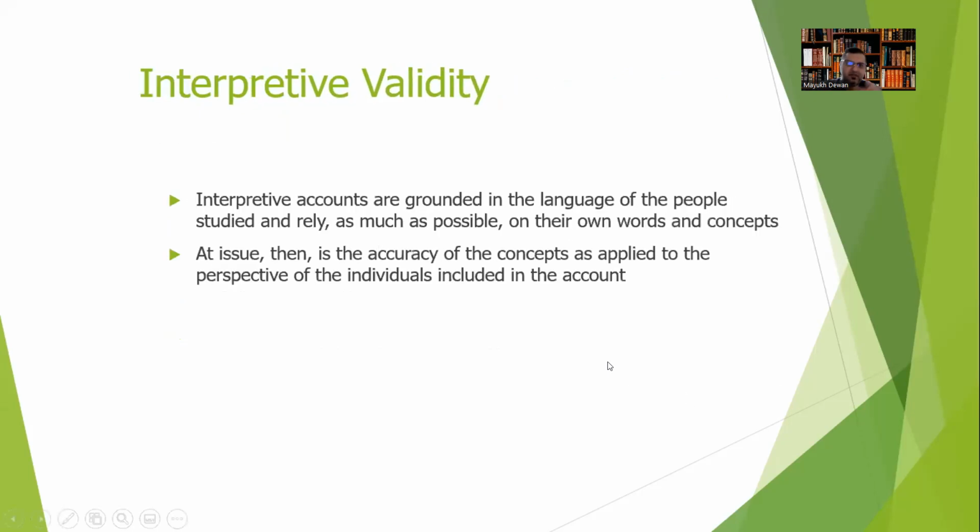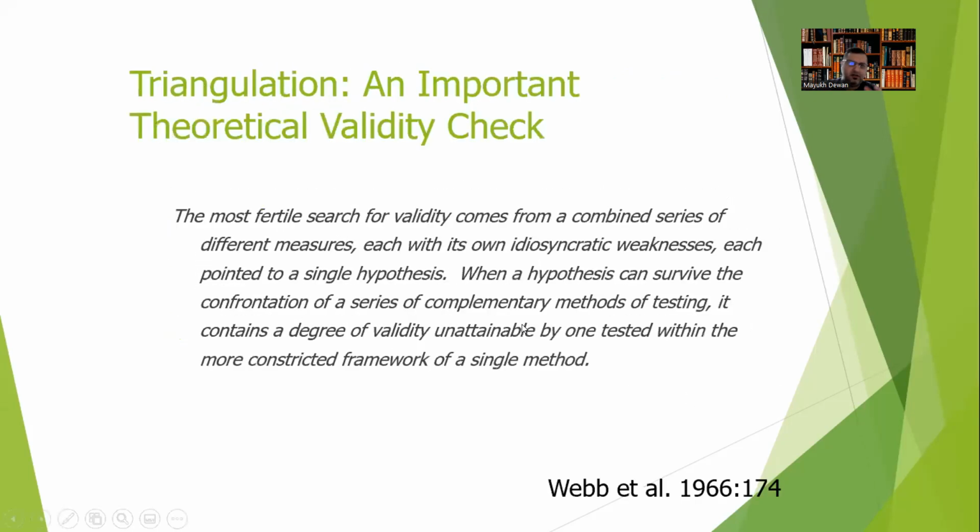So I'll skip the validity part. Again, what we do in qualitative research is called triangulation. Triangulation basically means you try to get the same answer from multiple methods of data collection. Quantitative people would say validity, but we will do something called triangulation. I want all of you to read a little bit about triangulation.